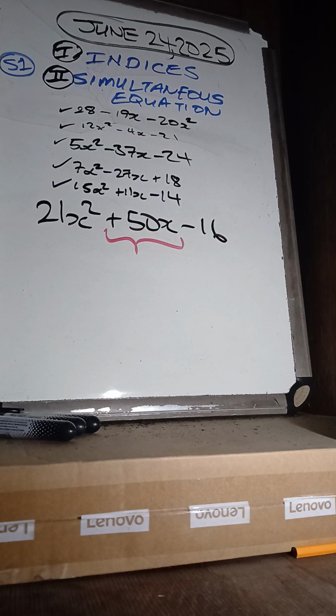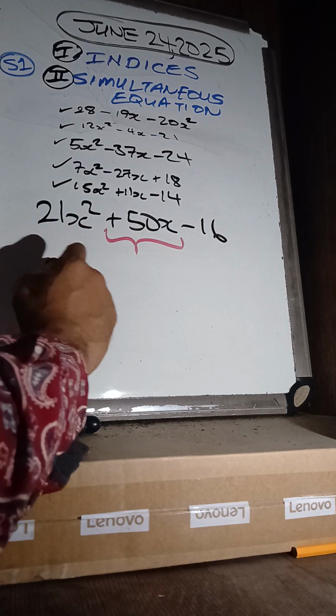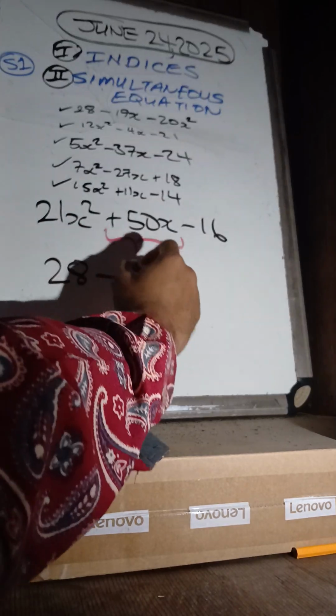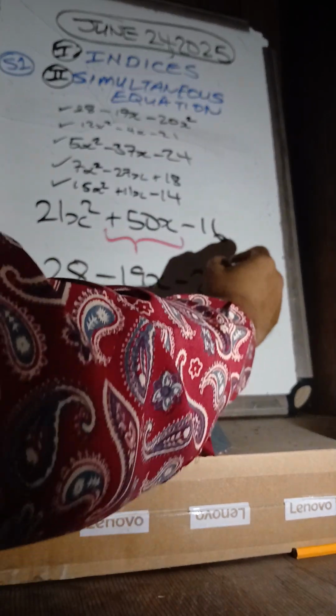I have the following examples. I have the 28 minus 19x minus 20x squared. So why not write it out?